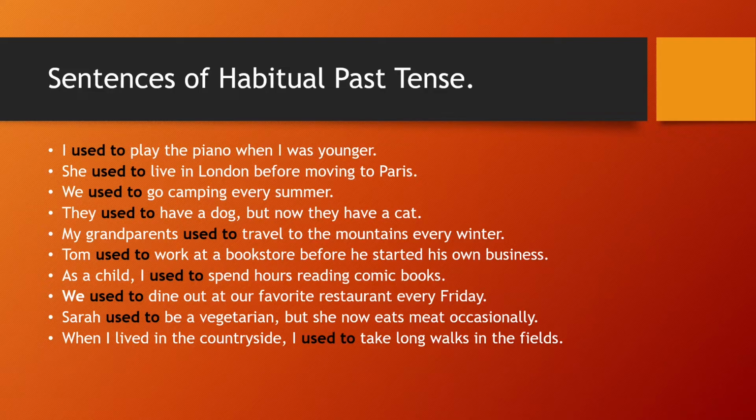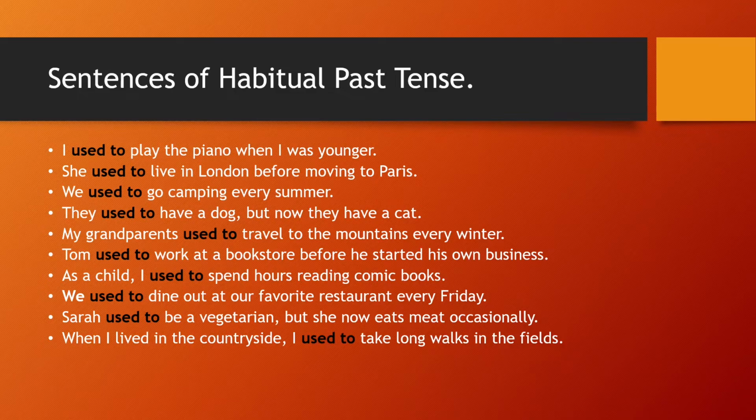Now remember a quick concept over here: when you're using the phrase "used to," you're already using the second form of the verb "use," so you don't need to change the main verb's form. For instance, in the first two examples, you have "play" and "live." You don't need to change them into their -ed or second form. You don't need to turn "play" into "played" or "live" into "lived," because you're already using the second form of "use."